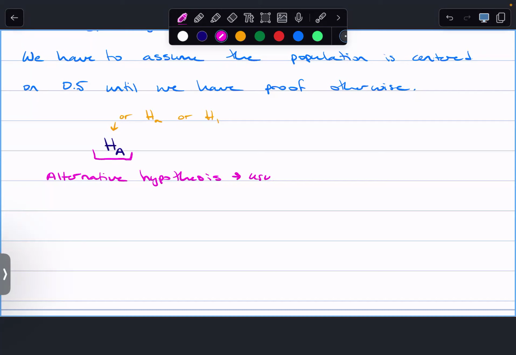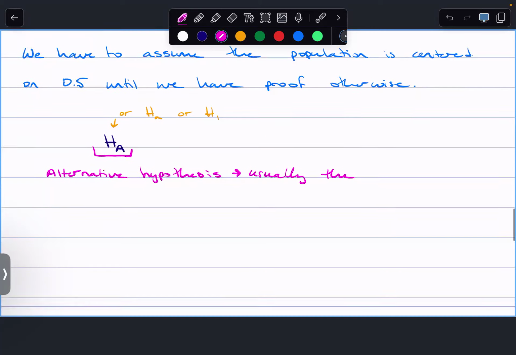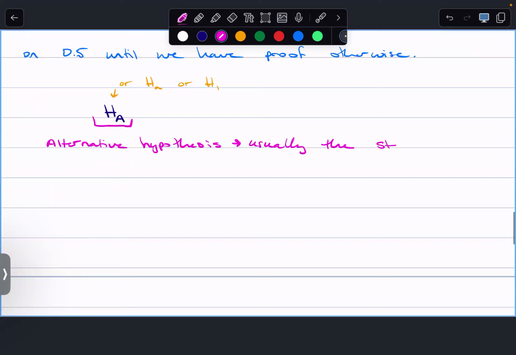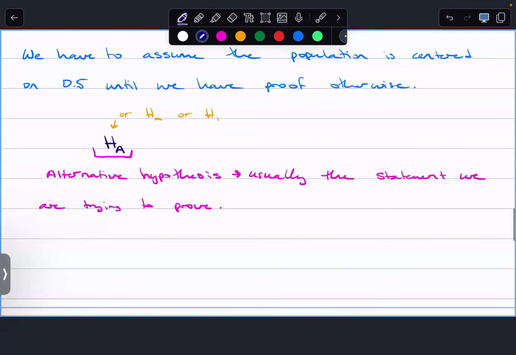This is usually the statement we're trying to prove, right? Usually the statement we are trying to prove. So again, it's a statement. So our alternative hypothesis is this.